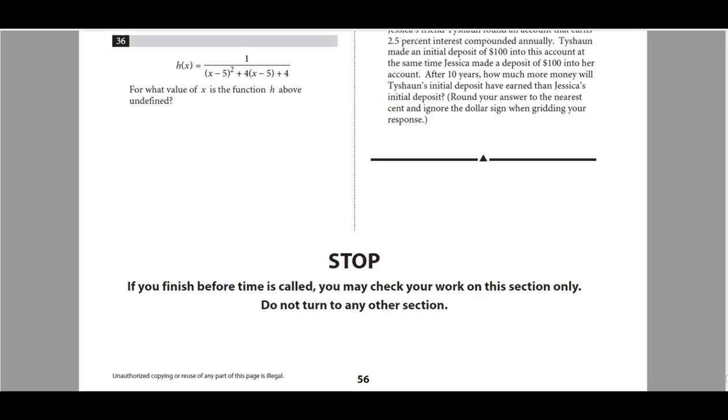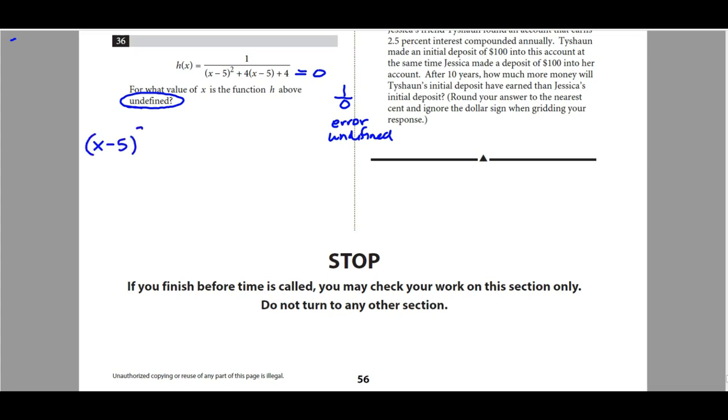All right, number 36 says we have a function h of x equals 1 over a whole bunch of stuff down there. And it says, for what value of x is the function above undefined? Well, functions are undefined when the denominator equals 0. Because if you try to punch into your calculator 1 divided by 0, you will get an error. Or some calculators just tell you, hey, that's undefined. So whenever they want to know when a fraction is undefined, you basically have to figure out when the bottom equals 0. So let's try to go through and solve this.